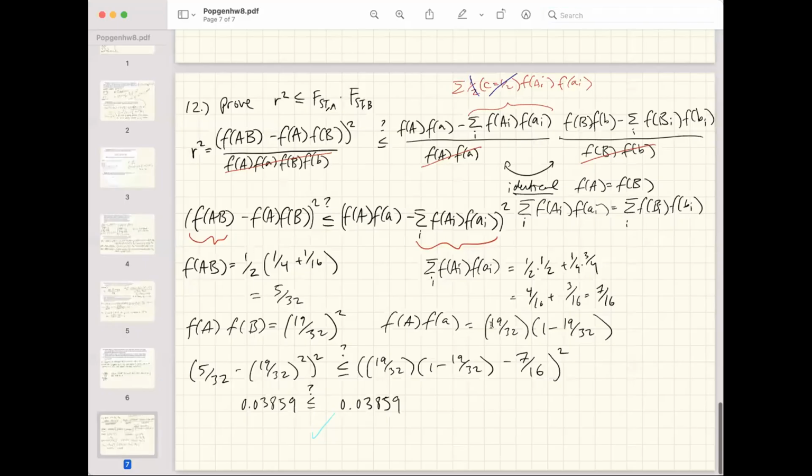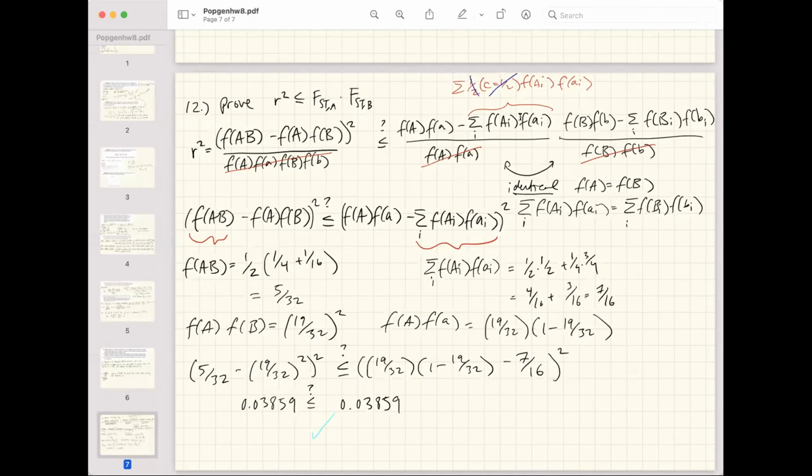Sure. I didn't actually do it with generic values though. Also, some of my values are wrong because I mistakenly thought that the frequency of A would be 19/32, not what you guys had. Basically, all I did was compare r squared and FSTA, FSTB. I put them on either side of an inequality to see if they would turn into the same thing.